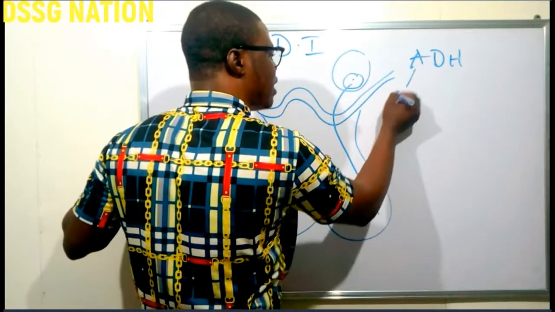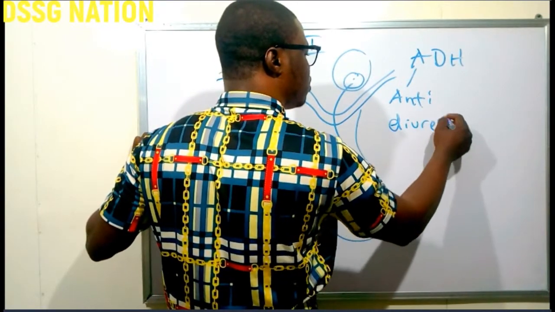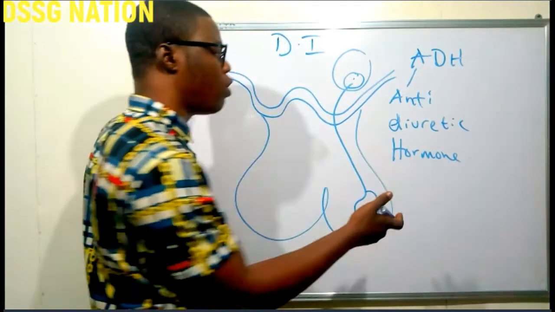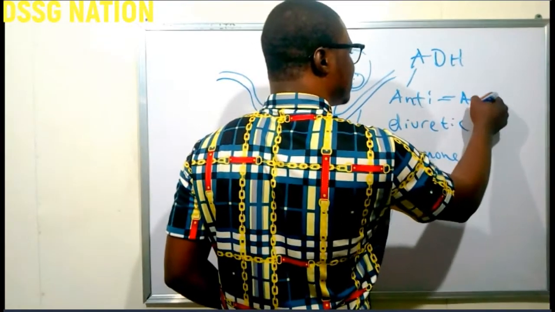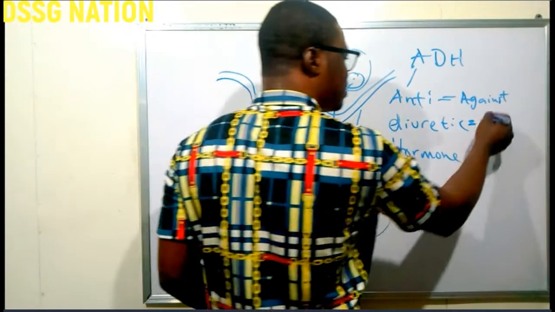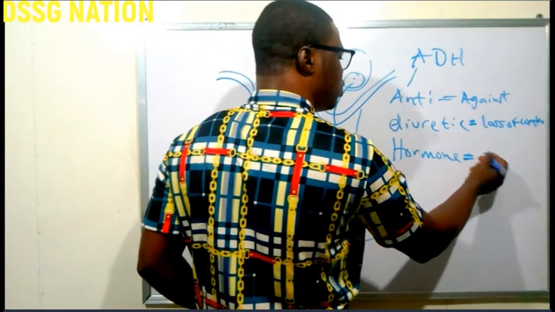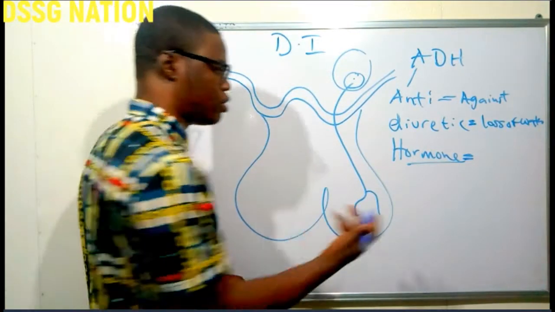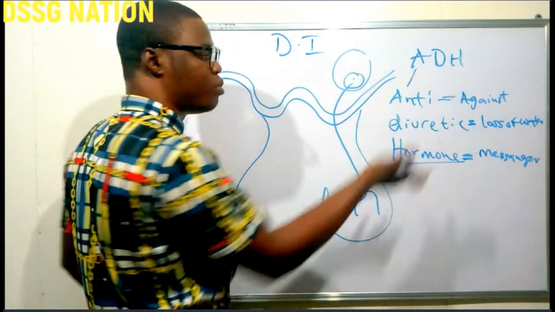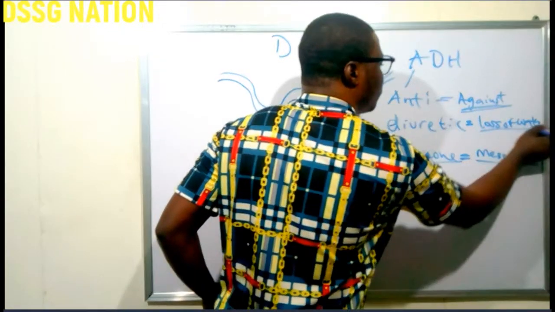That hormone is called ADH, antidiuretic hormone. So what is the meaning of antidiuretic hormone? The word anti means against, and this D is from the word diuresis, which means loss of water. And the word hormone, we know, is like a chemical messenger. So can you guess the function of antidiuretic hormone now? It is a messenger that works against loss of water.